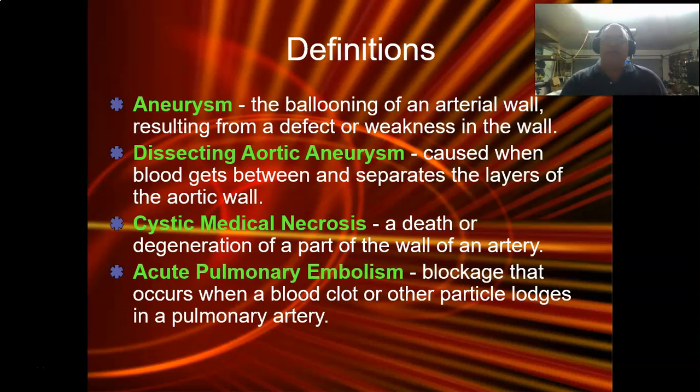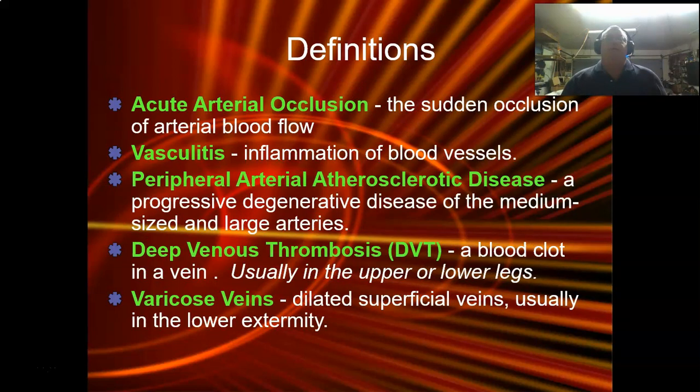Acute pulmonary embolism is a blockage that occurs when a blood clot or other particle lodges in the pulmonary artery. Again, not good. Acute arterial occlusion is the sudden occlusion of arterial blood flow, not only in the coronary arteries, but in any arteries, okay? Can it happen in the leg arteries? Yep. Can it happen in the arms? Yes, it can. So any of these can be an arterial occlusion. Vasculitis is when you get inflammation of the blood vessels. Peripheral arterial atherosclerotic disease is a progression of the medium-sized to large arteries. This is, again, over time.